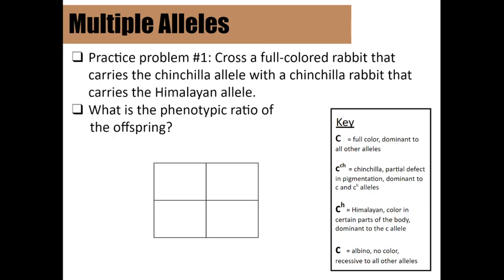So let's do a practice problem. Let's cross a full-colored rabbit that carries the chinchilla allele with a chinchilla rabbit that carries the Himalayan allele. And what is the phenotypic ratio of the offspring? So here we have our full rabbit, but it carries that chinchilla allele. So our full rabbit is represented by the big C, and our chinchilla allele is represented by our C^ch. So now let's cross it with a chinchilla rabbit that carries the Himalayan allele. So here we got our chinchilla and then our Himalayan allele. So let's cross it.